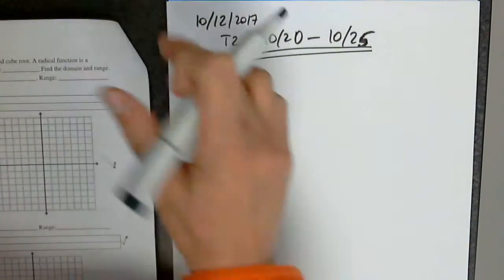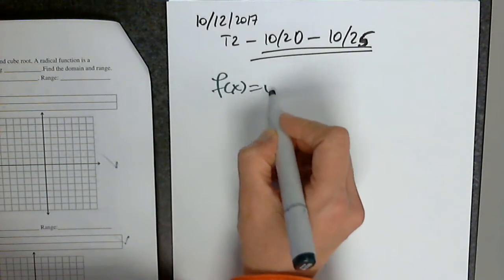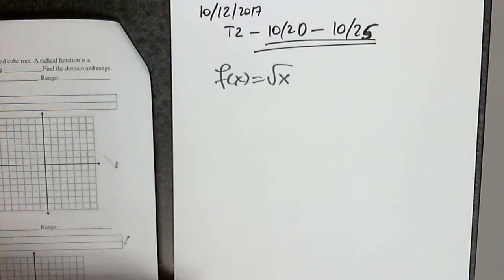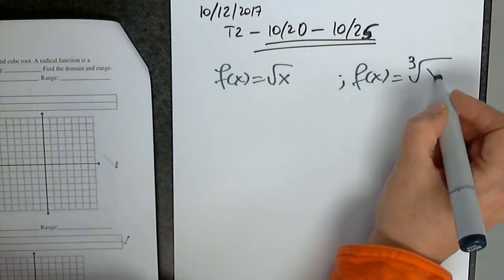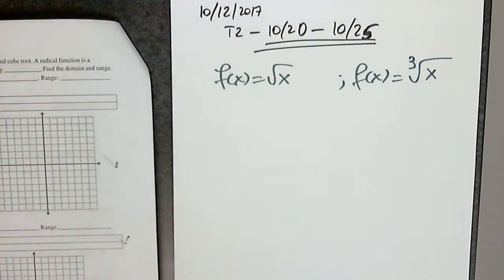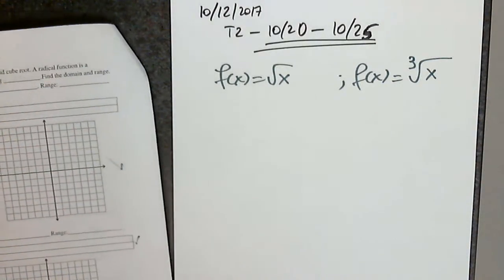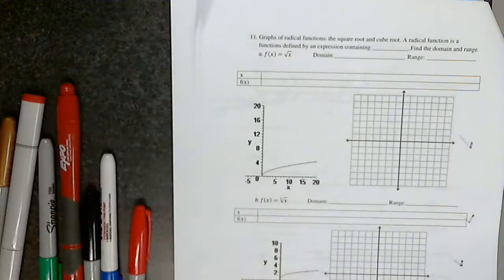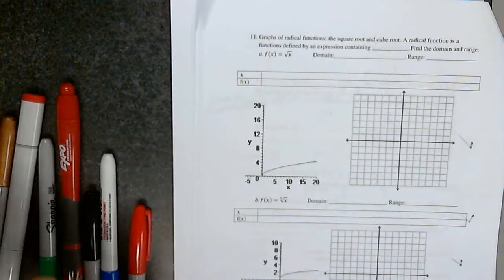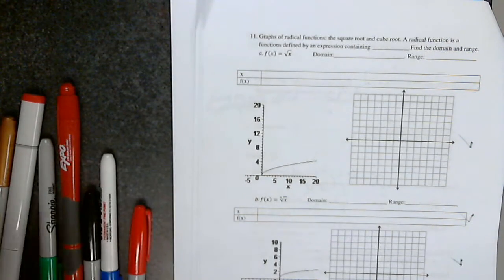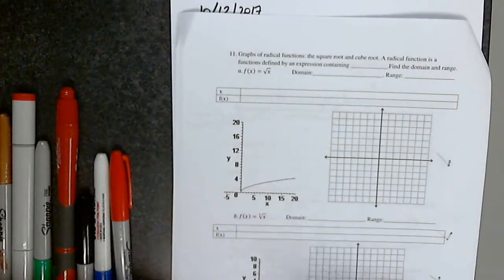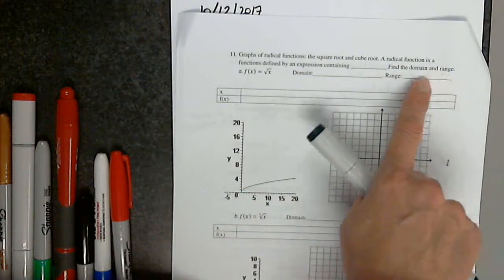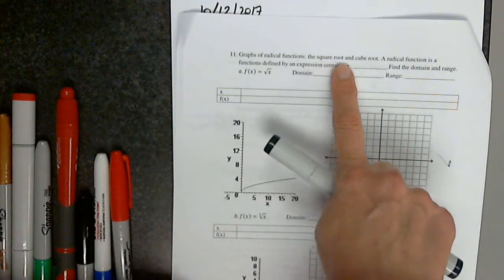Okay, we did graph one function of these two. So f of x equals the square root of x. Let's graph it again, because then we are going to look at graphing the cube root of x. Okay, so that's where we are at the top of page 4. When we review for test 2, we're going to go over this handout one more time from the beginning and problems from the book. So graphs of radical functions, the square root and the cube root.